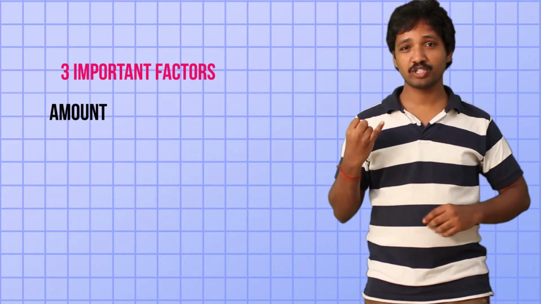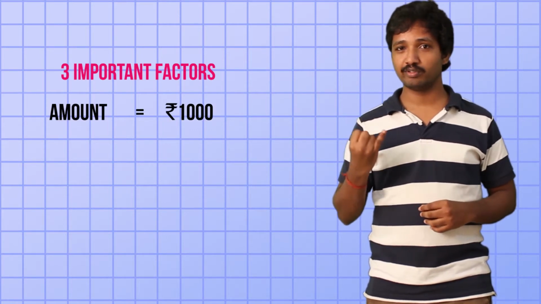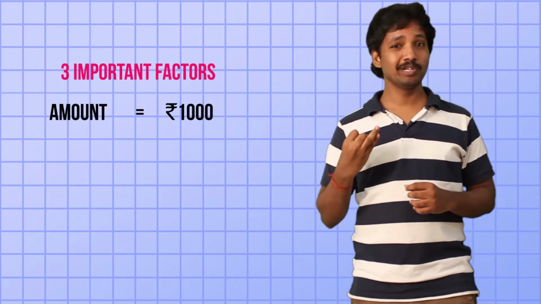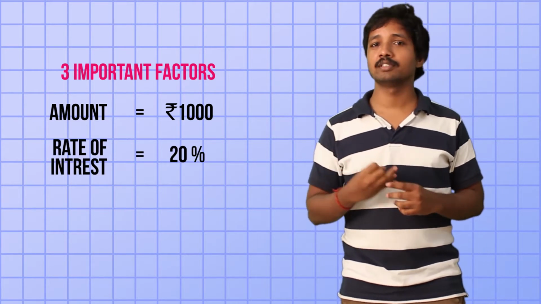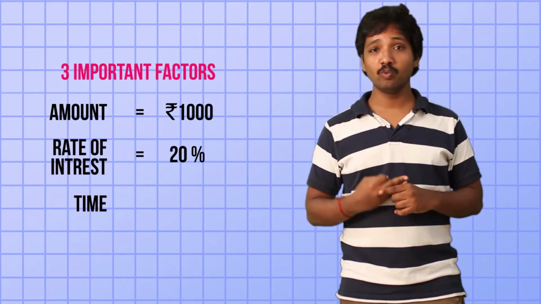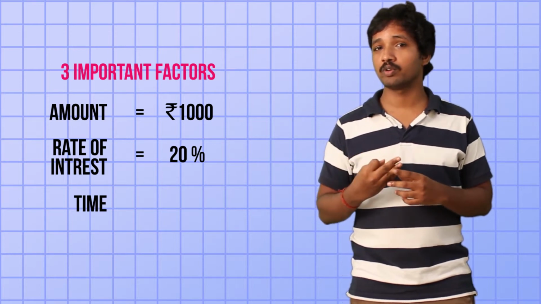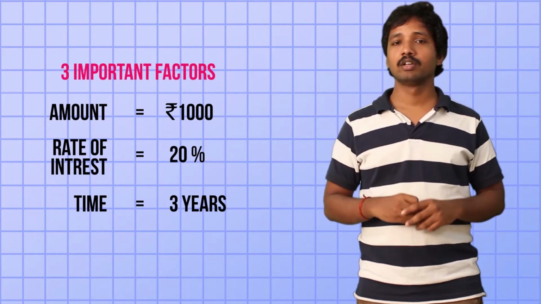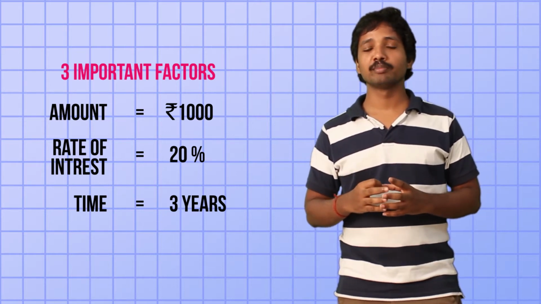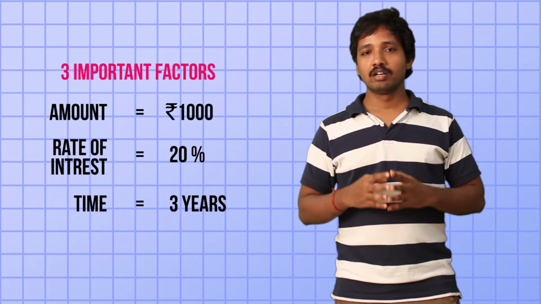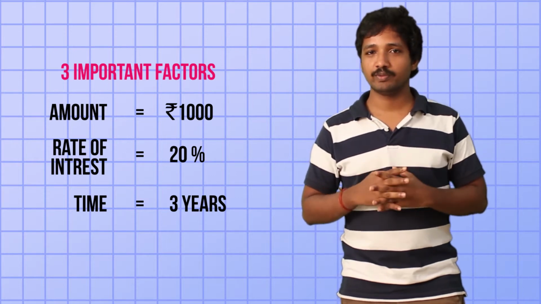Number 1, how much amount is lent? Rupees 1000. Number 2, how much is the rate of interest? 20%. Number 3, for how long is the amount borrowed? 3 years. So these three factors determine how much amount Santosh is going to repay to Raju.